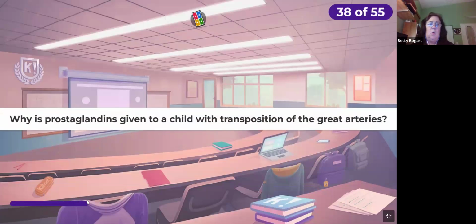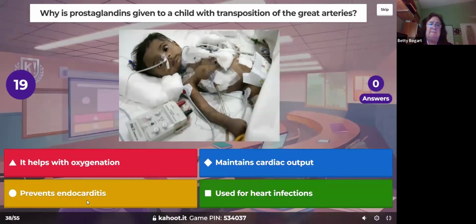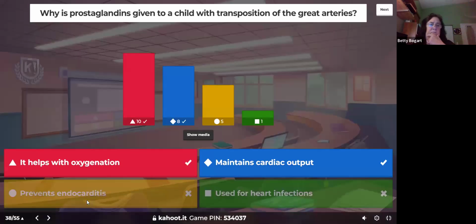A multi. Why are prostaglandins given to a child with transposition of the great arteries? What is prostaglandins all about? It connects the pulmonary artery oxygen to the aorta, the body. So it helps with oxygenation and it maintains cardiac output. It is not an antibiotic. It's not used for infections. All it does is keep that tube open, and it gives oxygen and lets the heart beat effectively.